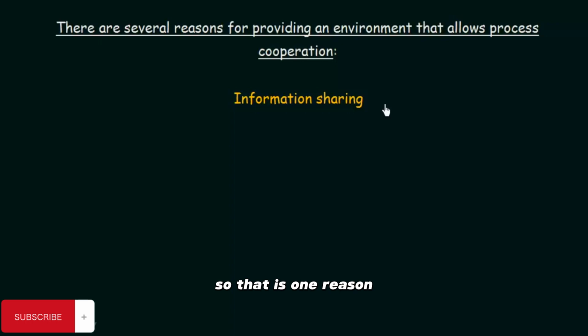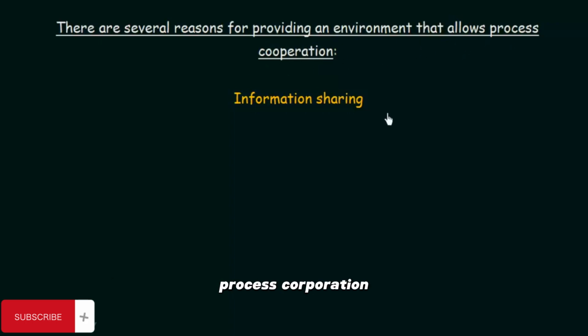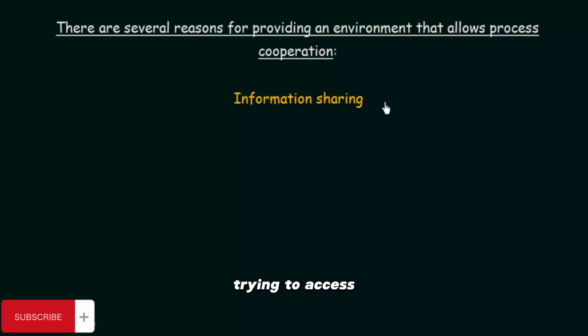That is one reason why we need to provide an environment that allows process cooperation, because the several users may be trying to access the information via different processes. These processes will need to communicate or cooperate with each other in order to provide this information sharing.